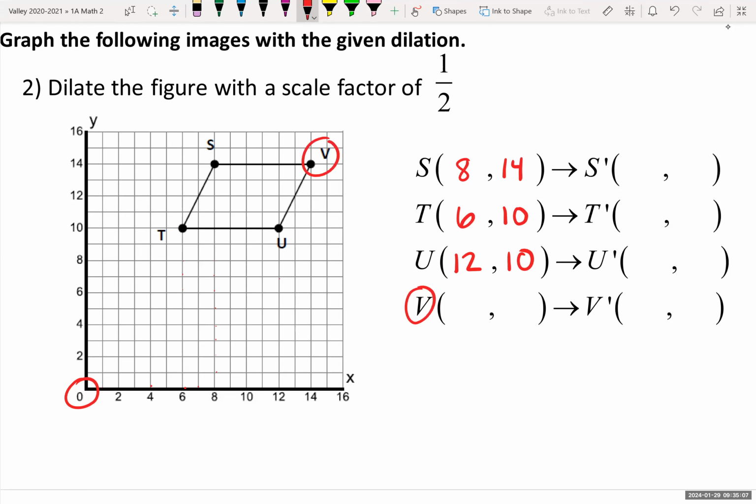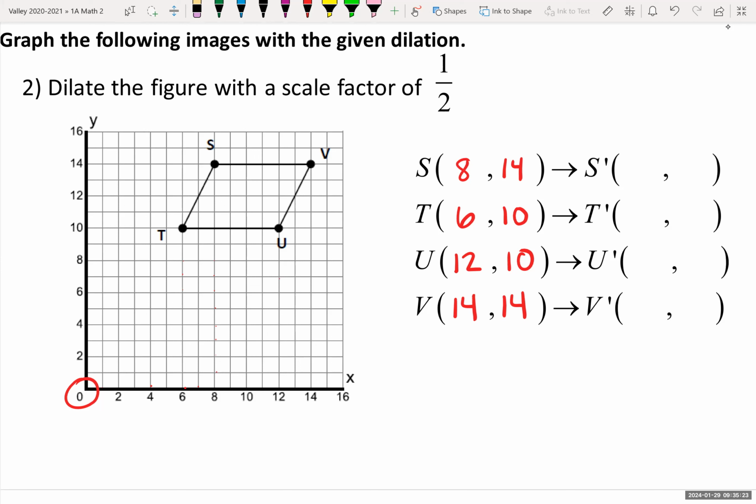Okay, so V and V, right? So V goes over to 14. If we count to the right, 14. And then we're going to go up 14. All right, do you have questions on finding that? Are you getting this okay, how to find those numbers?